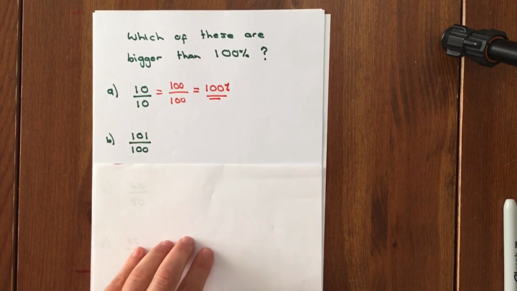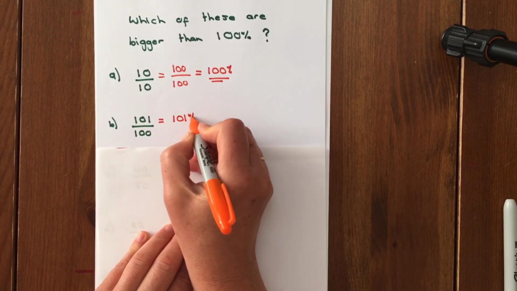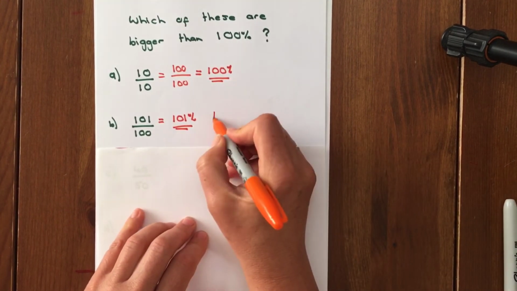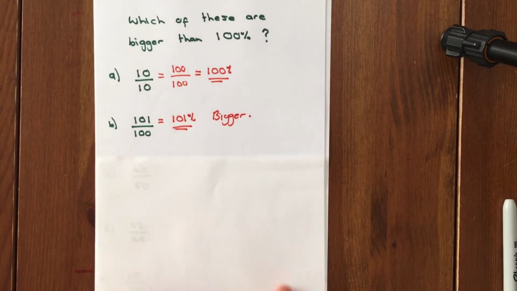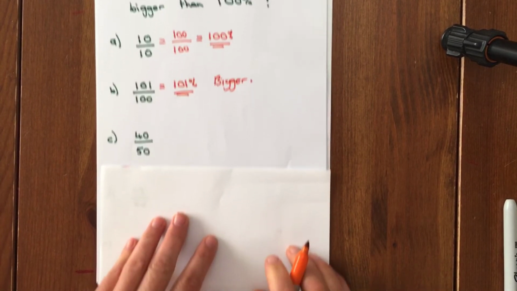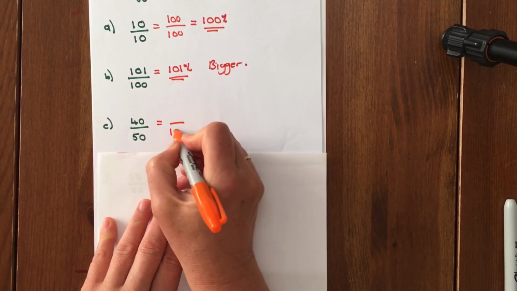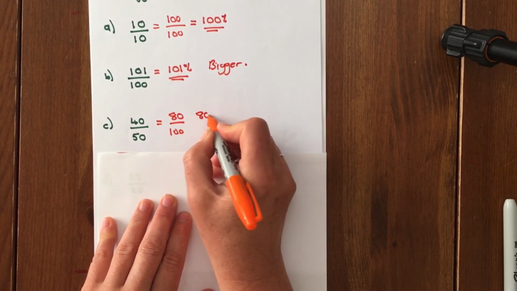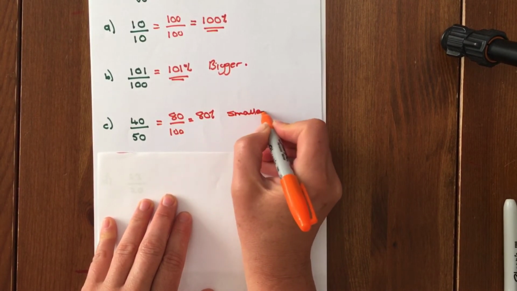Okay, what about this one, B? Well, I've got 101 out of 100. So this is 101%. So that is bigger than 100%. Okay, 40 out of 50. Well, if I change that to be out of 100, I times top and bottom by 2, so I get 80%. So this is smaller than 100%.